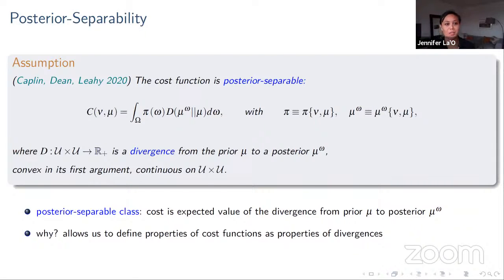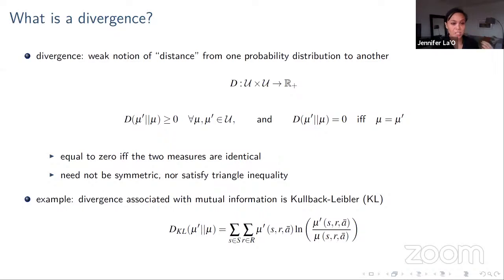Now, some of you may be asking, okay, what is a divergence? A divergence is like a distance, but it's much weaker than that. You can think of it as this weak notion of a distance from one probability distribution to another. Its inputs are two probability distributions on the same space. It's going to be equal to 0 if and only if the two measures are identical, and that's it. That's the only restriction you have on what a divergence is. It need not be symmetric nor satisfy the triangle inequality.